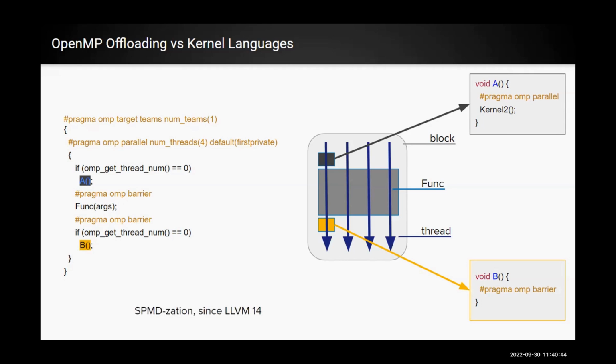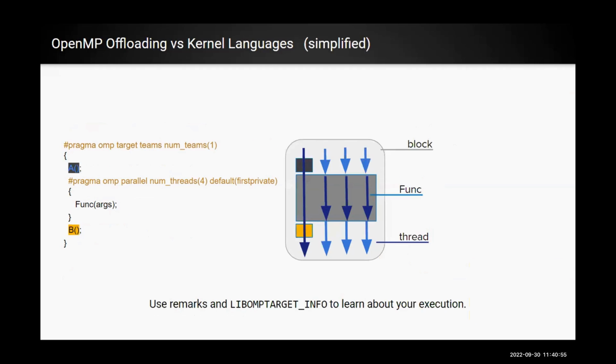But we run SPMDization by default as an optimization. As soon as you run O1 or so, nowadays, it will run and try its best to do it, since like a year or so. LIBOMPTARGET_INFO tells you about execution, if it is generic or SPMD, so that way you can also find out at runtime what's going on.